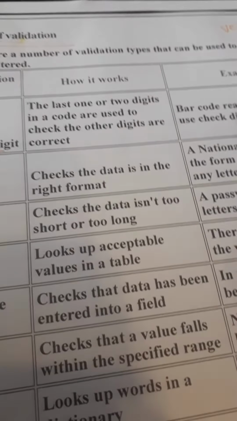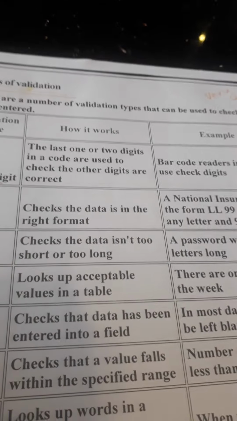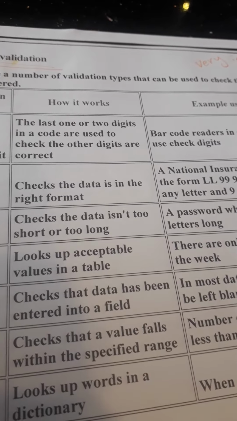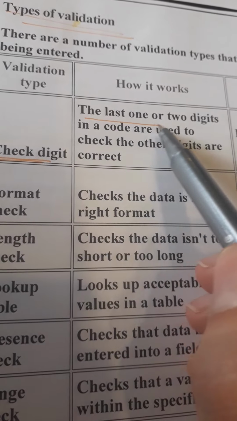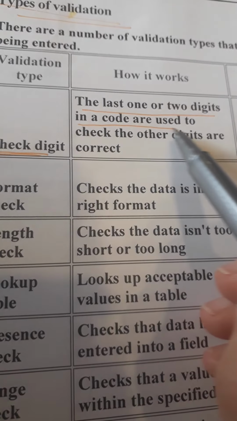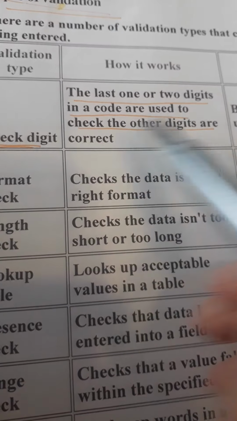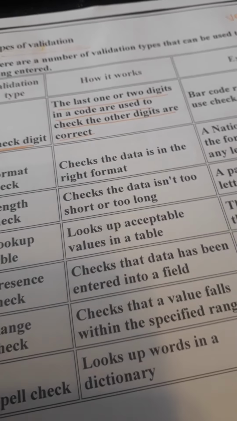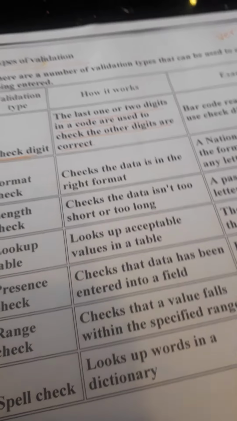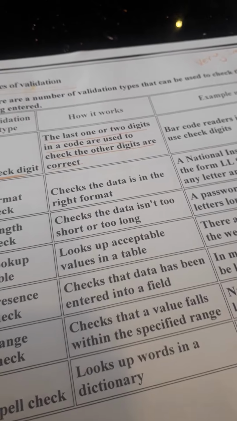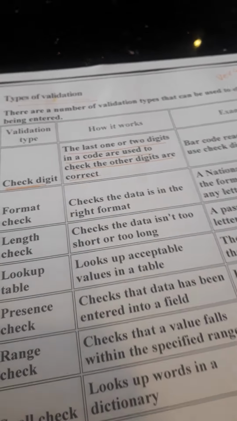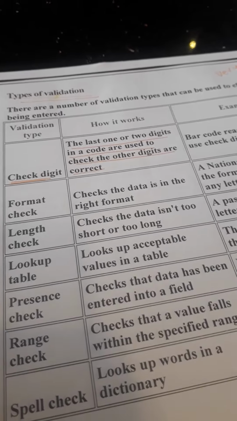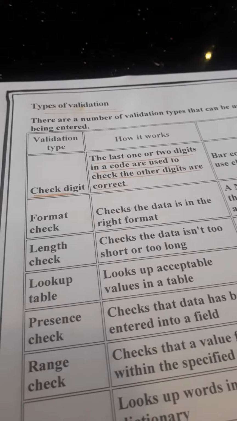Like the barcode reader in the supermarket used to check digits. How does it work? The last one or two digits in a code are used to check the other digits are correct. Like when I say my text must start with ST. So this will check that my work is correct. I have to start the barcode here with ST.